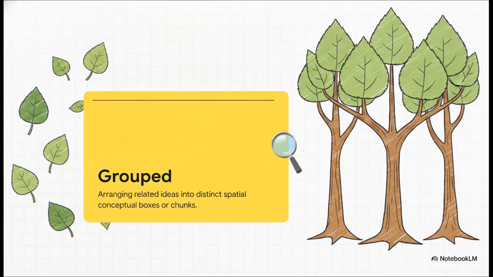First up is G for grouped. This just means arranging related ideas into distinct spatial conceptual boxes or chunks. Grouping massively simplifies things for your brain. Think about it. Trying to build a house using just a bunch of loose leaves is impossible. But if you gather those scattered leaves into sturdy branches, which represent your conceptual groups, you suddenly have a really strong foundation to build on.